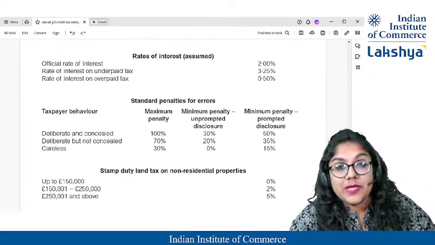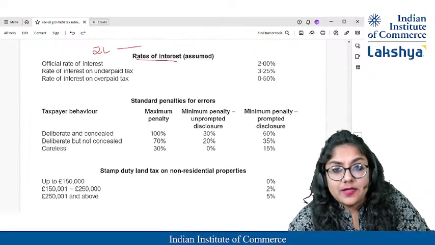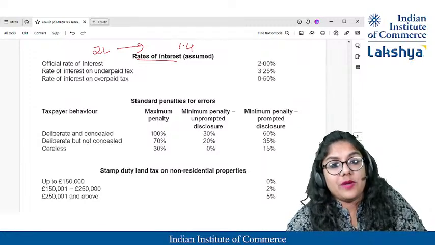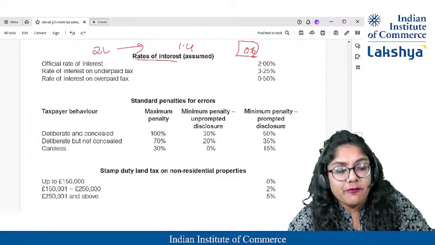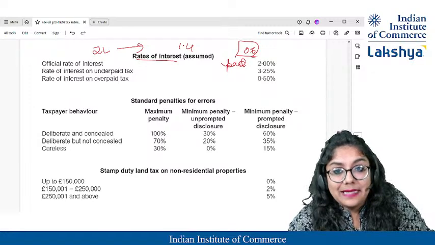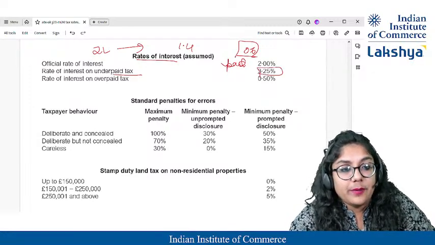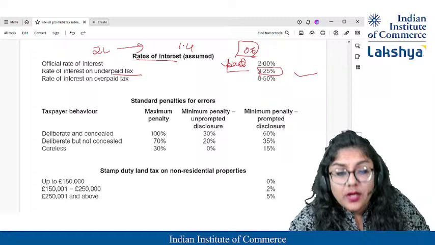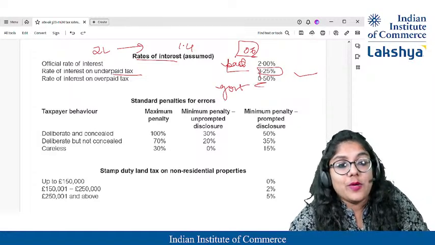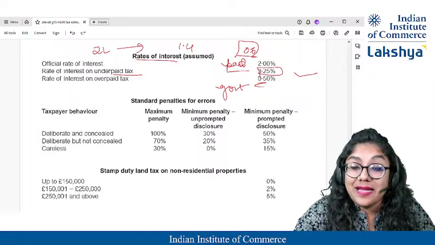Then the rate of interest. For example, my liability was, let's say, 2 lakhs. But if I made the payment of 1.4 lakhs only, then 0.60 you have paid late. If you have paid late, unpaid taxes carry 3.25%. If you have paid more, the government will give me an interest of only 0.50%. That's all, like the advance taxes.